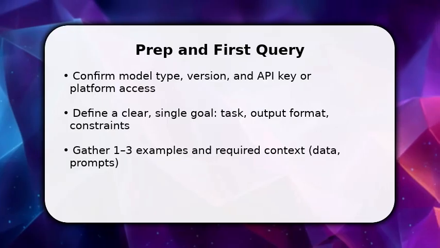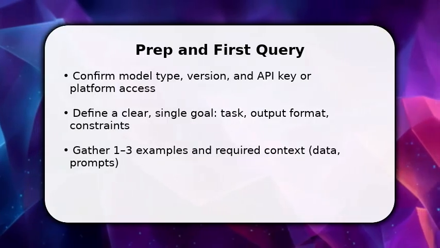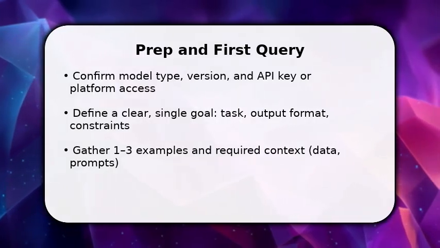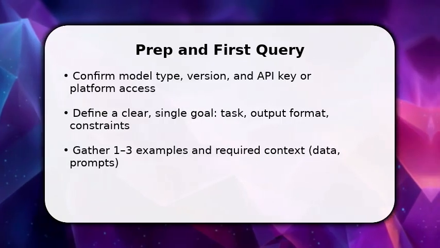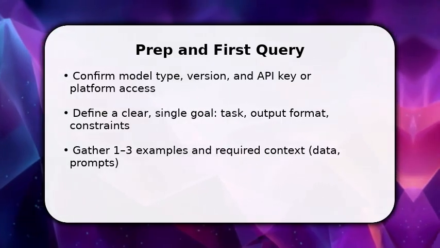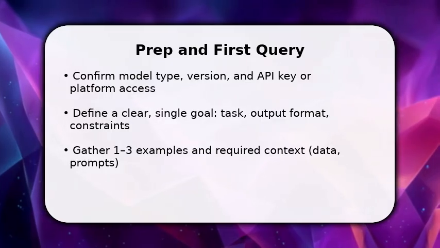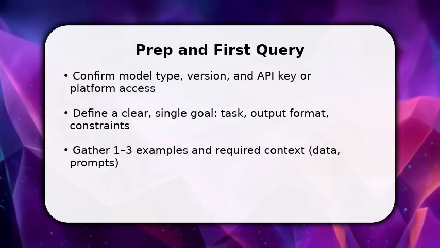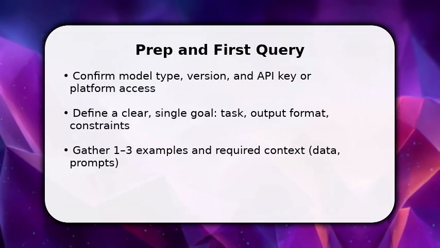You start by verifying the model and access method so you won't hit permission errors. Next, state a single, focused goal and required output format. This guides the model's behavior. Provide 1 to 3 concise examples and any context or data it must use.